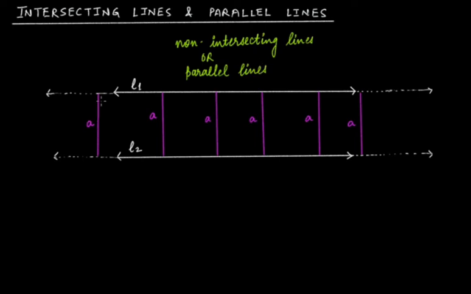Since the distance between these two lines will always remain the same, there is no point whatsoever at which they will intersect. There is no way whatsoever. They will never intersect or cross each other at any point, whether you take here or here or here. Such lines are called non-intersecting lines because they will not cross each other like this. They will always remain parallel. So such lines are called non-intersecting lines or parallel lines.